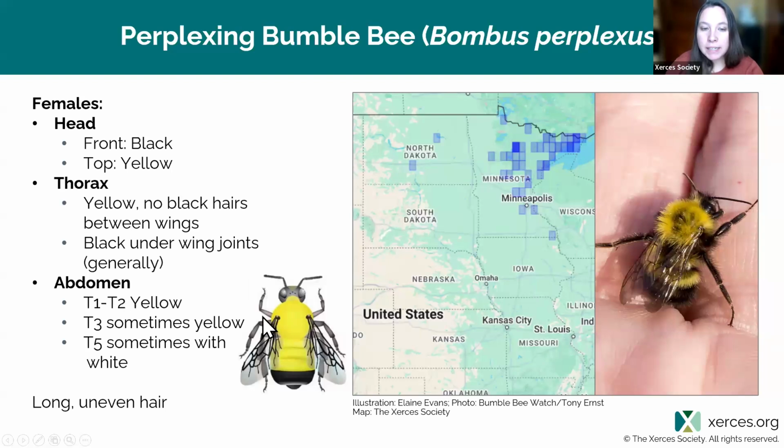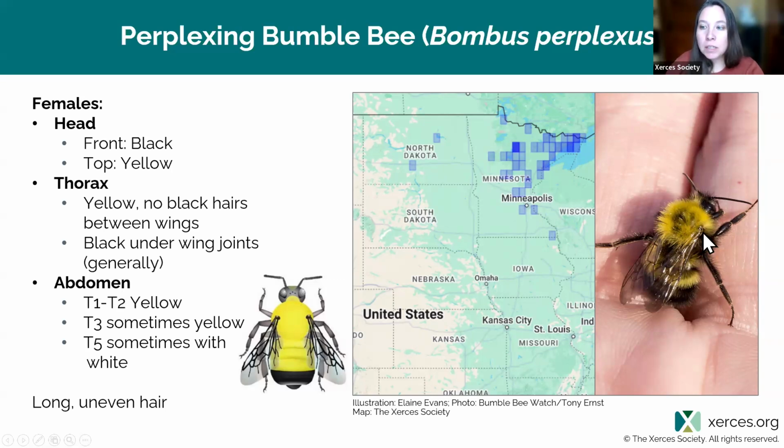The thorax of this bee is somewhat distinct from some of the other bumblebee species you might encounter. It doesn't have any black hairs in between the wing joints. Unlike some of the other species where you'll see a spot or a band of black, this bumblebee species will be solidly colored yellow in between the wings.